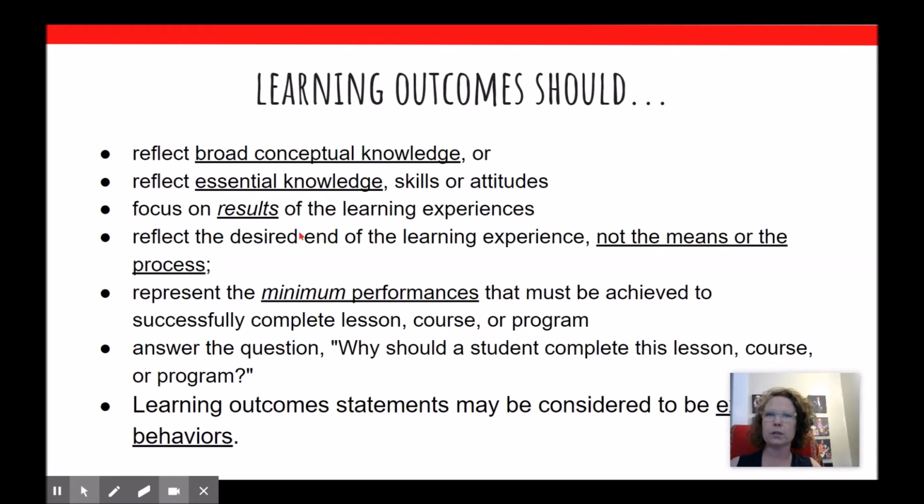It doesn't mean that the learning stops there or that there are not other components, but it's the minimum performance that must be achieved for your students to prove that they have mastered that content or that skill. And it answers the question, why should a student complete this lesson, course, or program? And the learning outcome tells them, because you will learn this and you will have this sort of proficiency level. So learning outcomes may be considered to be expected behaviors that your students would demonstrate at the end of the lesson and that you would be able to assess.